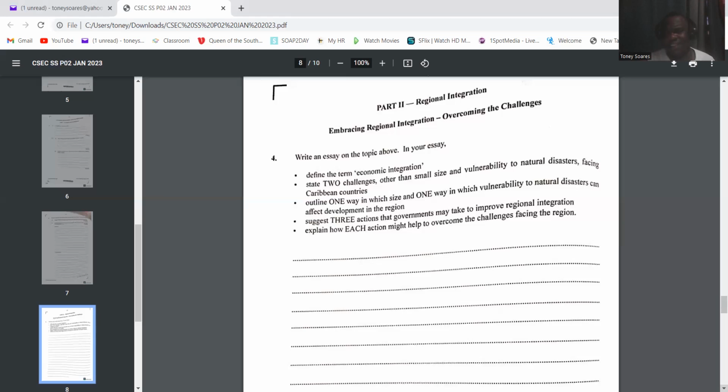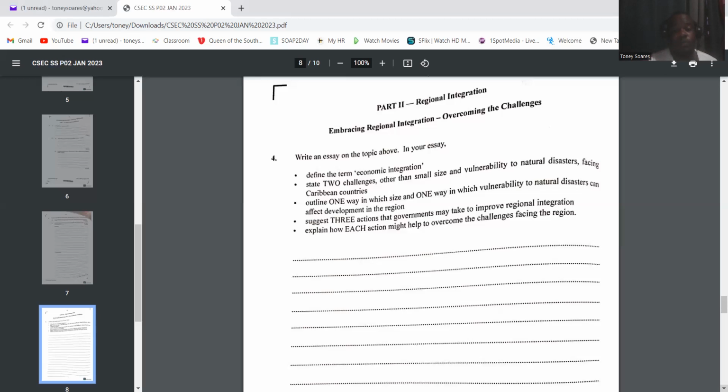So natural disasters can be devastating to regional economies. All right. Next part of the question now says suggest 3 actions that governments may take to improve regional integration. Then now you're going to explain how each action might help to overcome the challenges facing the region.